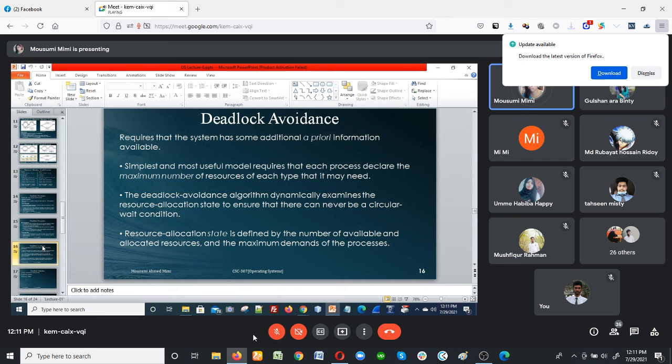So the thing is that the processor actually has the list of which process needs what maximum number of resources. So according to it, the processor decides which process will run first and which process will run later on.